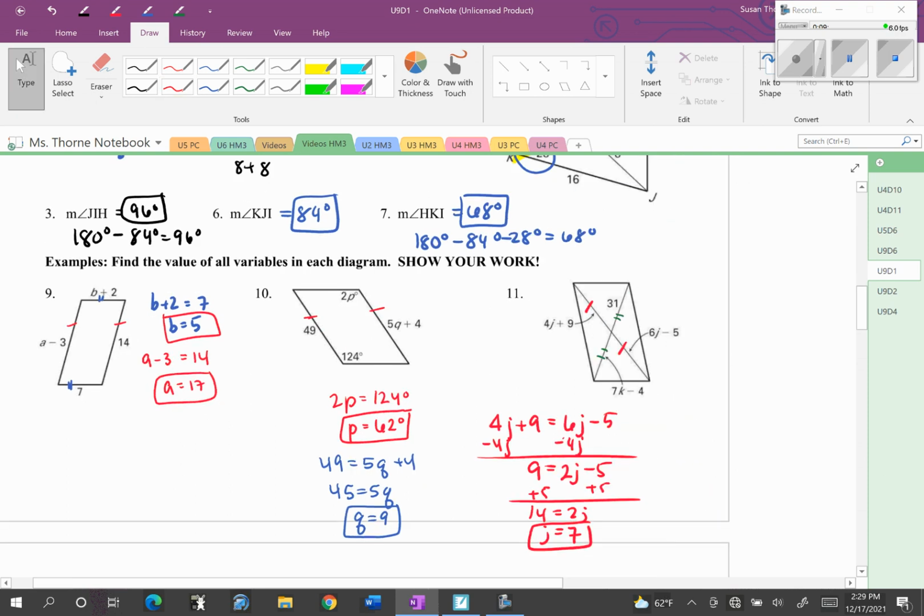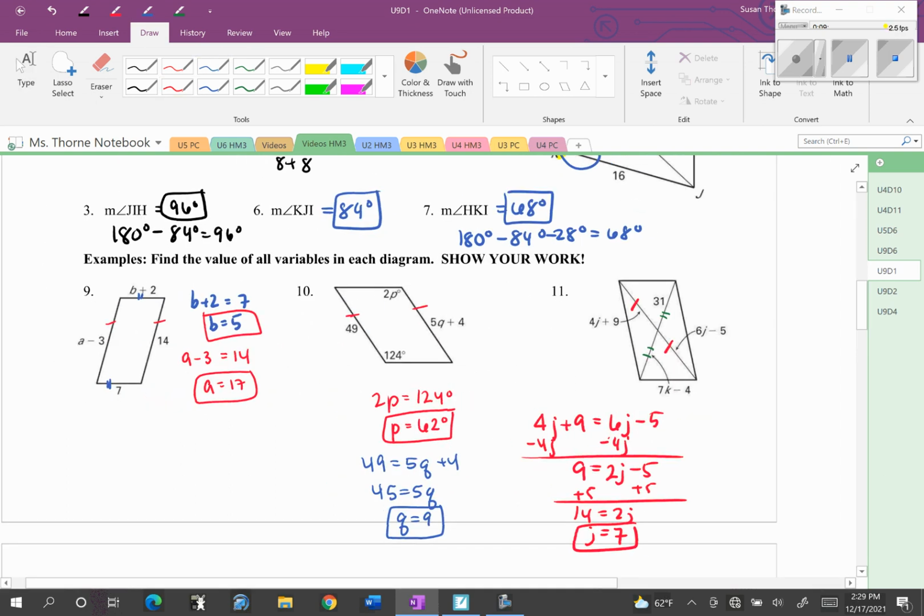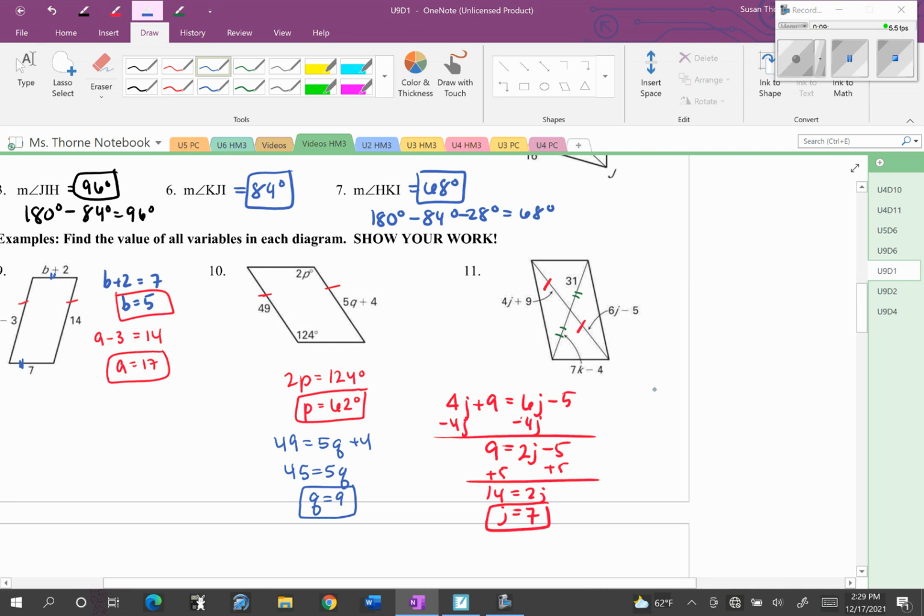And then we're going to do the other one, which is 31 is equal to 7K minus 4. So add the 4, we get 35 equals 7K, divide by 7, and K equals 5. All right.